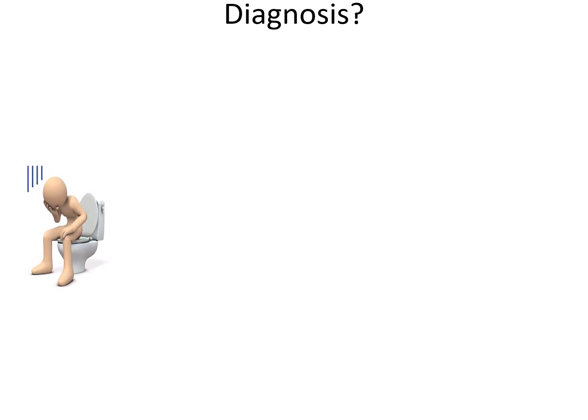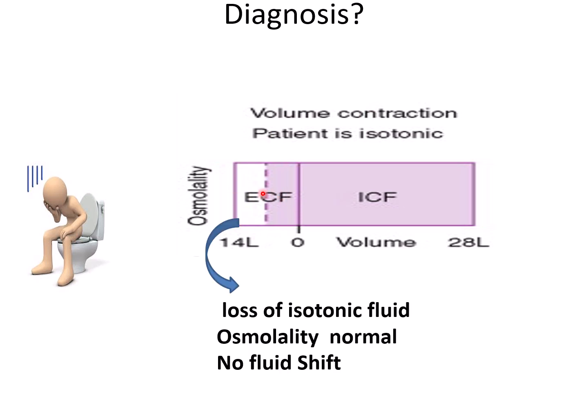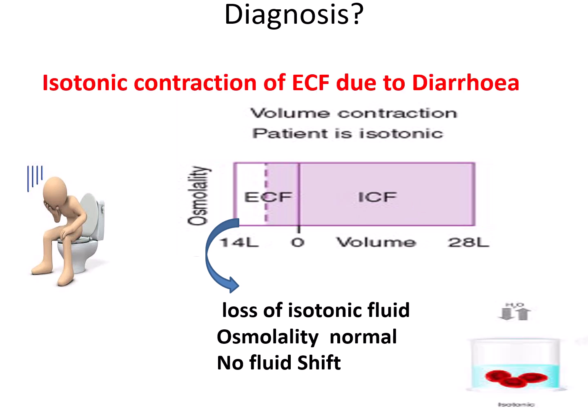Since she is having vomiting and diarrhea, there is loss of extracellular fluid resulting in contraction. Since there is equal loss of sodium and water, it results in isotonic loss of fluid. Because there is equal loss of sodium and water, there is no change in plasma sodium concentration, so there is no change in osmolality of the extracellular compartment. And because of this, there is no fluid shift, and intracellular fluid remains the same. So this is a case of isotonic contraction of extracellular fluid due to diarrhea and vomiting.